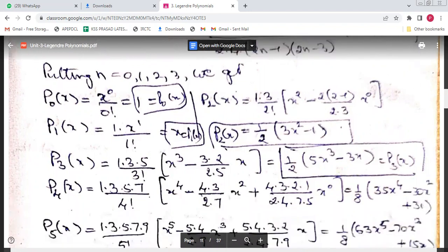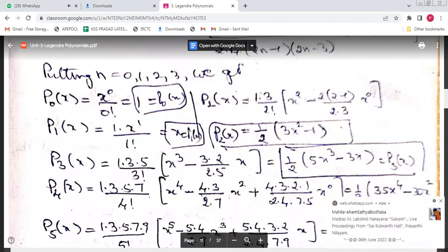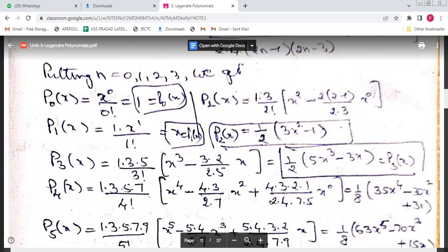Now P4 of x, put n equal to 4 in this equation. So in the beginning we have to consider 4 terms, that is 1 into 3 into 5 into 7 divided by 4 factorial times x power 4 minus 4 into 3 divided by 2 into 7 times x square plus 4 into 3 into 2 into 1 divided by 2 into 4 into 7 into 5 times x power 0. That is nothing but 1 by 8 times. We can simplify. I have not given complete details of that. That you have to work it out.